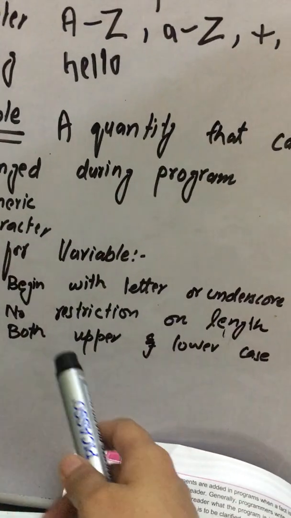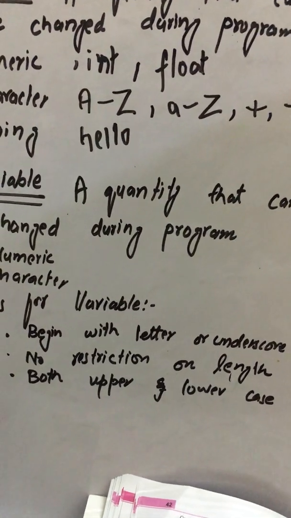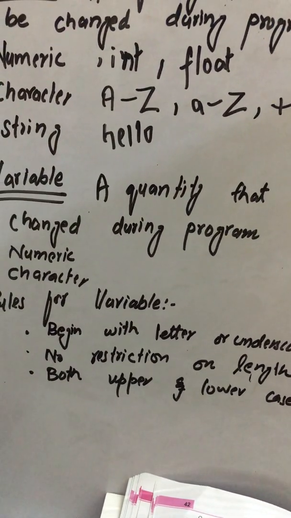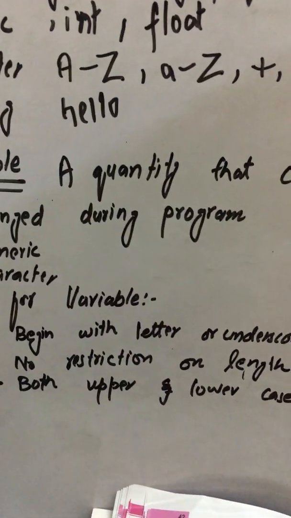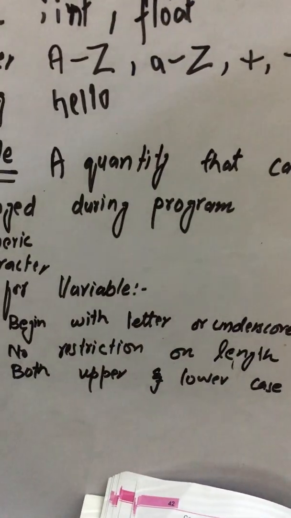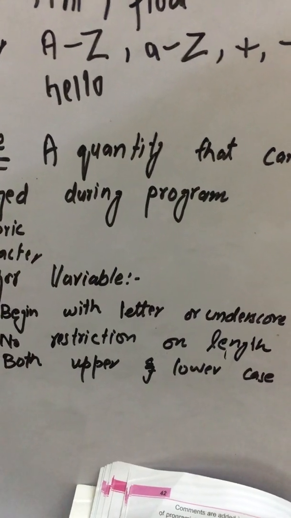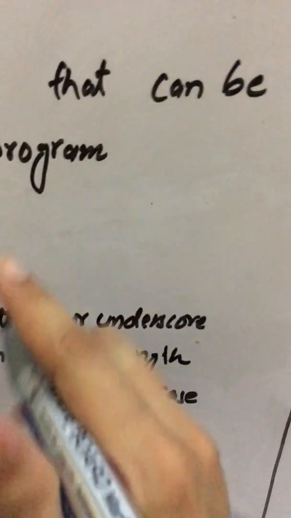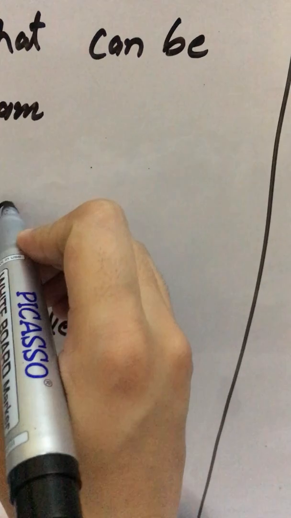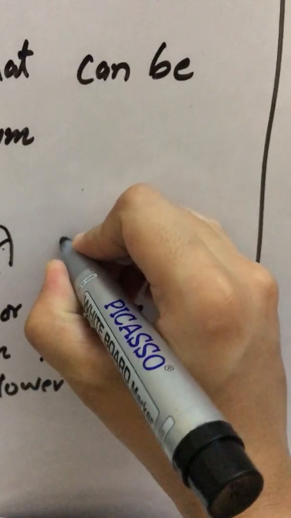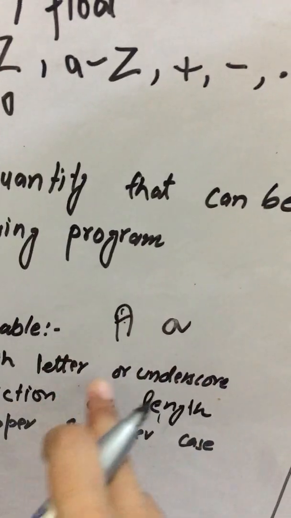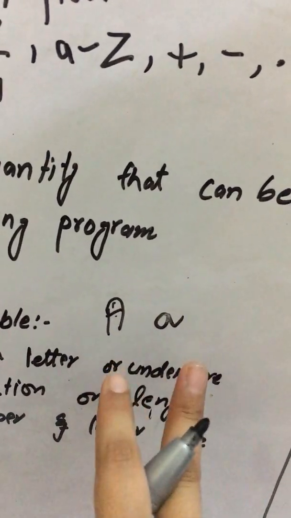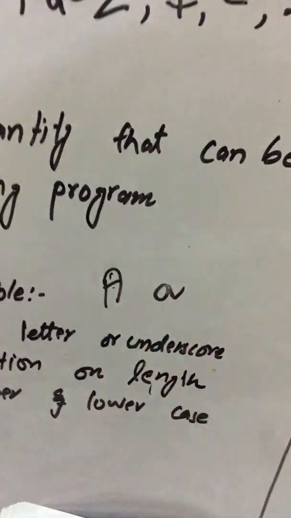Then you can use both upper and lower case letters. When I say both upper and lower case letters, that means both upper and lower case letters are distinguished in the C language. For example, if I write A as a variable name and then again I write small a, then these are two different things in C language. Your compiler will interpret these two things differently. These are two different names.